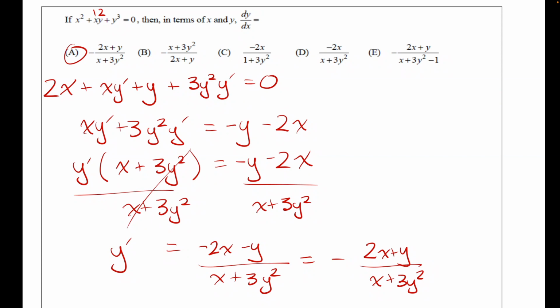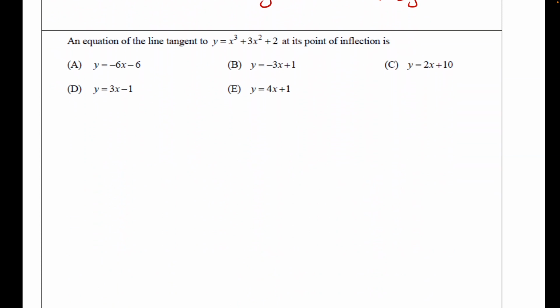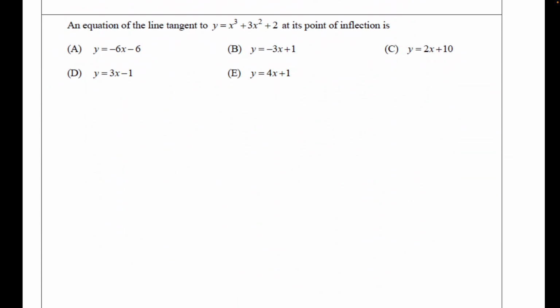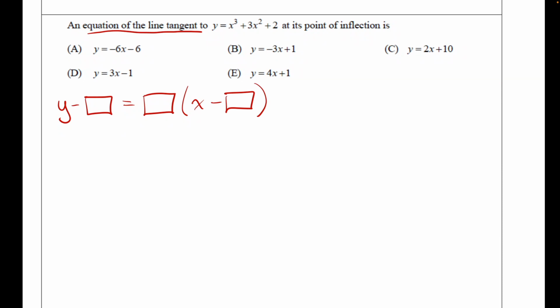All right, questions about number, I think it's number 4. No questions. We're moving on to number 5, the last question. An equation of the line tangent to this thing at its point of inflection. Okay, well, it's an equation of the line tangent. Every single time you see equation of the line tangent, you immediately go, y minus box is equal to box times x minus box. It's those key words that tell you what to do.